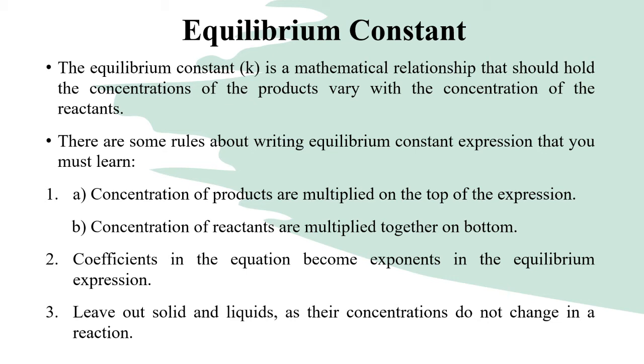Number one, concentrations of products are multiplied on the top of the expression. Concentrations of the reactants are multiplied together on the bottom of the expression. Number two, coefficients in the equation become the exponents in the equilibrium expression. Number three, leave out solids and liquids as their concentration does not change in the reaction.